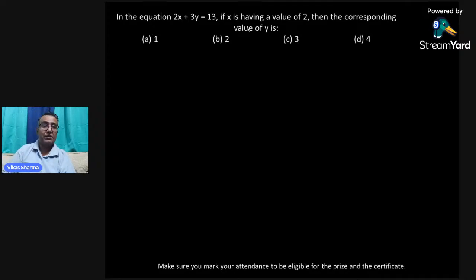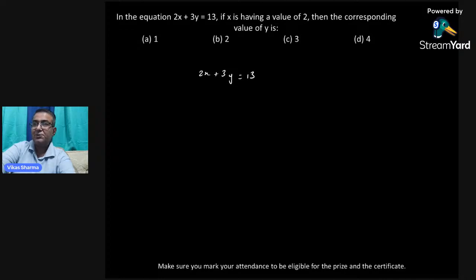In the equation 2x plus 3y is equal to 13, if x is having a value of 2, then the corresponding value of y is? Absolutely simple question. You can give me the answer in 30 seconds if you want. Come on, your time starts now. 30 seconds, and I am waiting for the answer. Very simple question. Cannot become simpler than this. 2x plus 3y is equal to 13 is the equation given to us, and if x is having a value of 2, we need to find the corresponding value of y. Come on, it shouldn't take so much time. What is the correct answer?